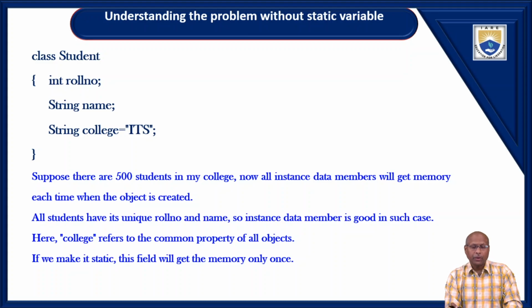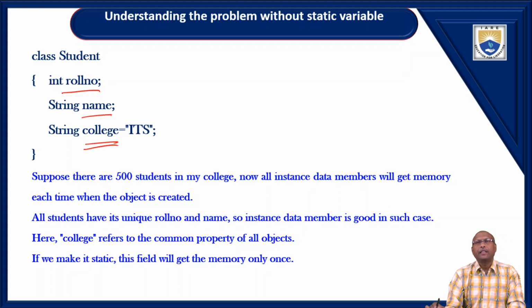Now, observe a code where there is a lot of wastage of memory. Assume I have a student class. Roll number is there, name is there, college name is there. Roll number is unique for a student. Name is also unique for a student. Whereas college name is not unique; college name is the same for all students. Roll number changes for every student, name changes for every student, whereas college name will not change.